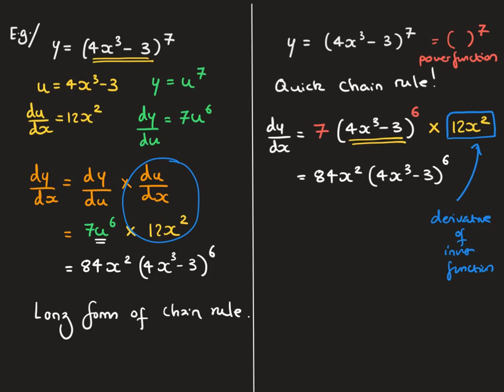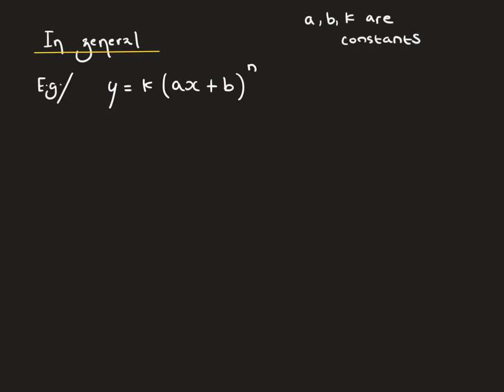Now it's quite nice to see whether we can actually generalise this. So what if we have y equals k multiplied by ax plus b all raised to the power of n. Now it's a power function, and I want to be very clear that a, b and k are constants, so they're just letters which represent numerical values or constant values. So what would dy by dx be equal to? Well, let's look at each part very carefully in turn.